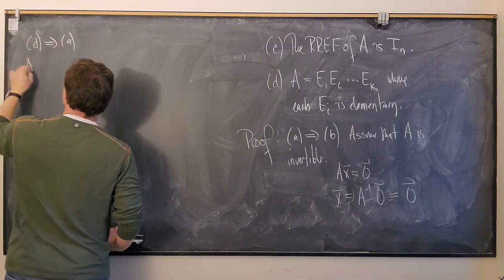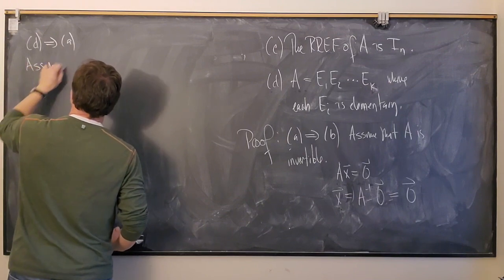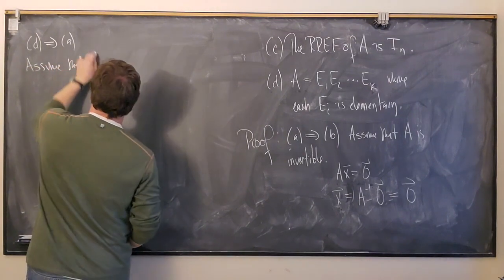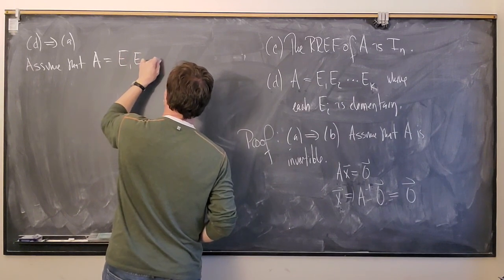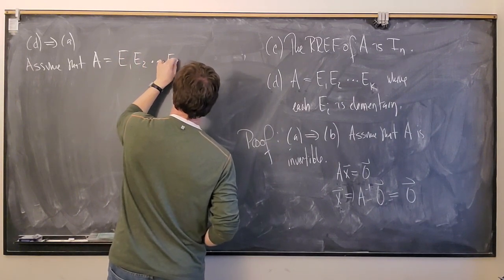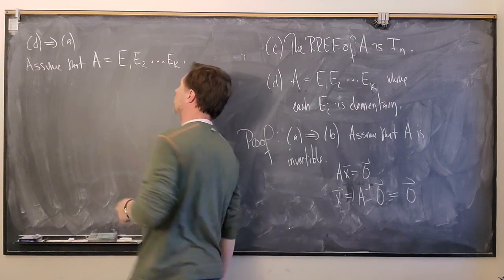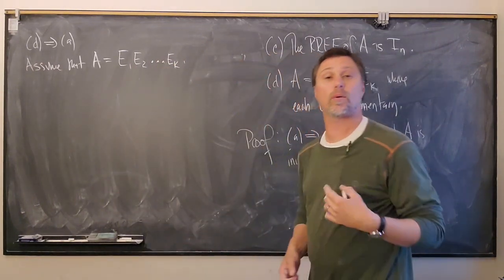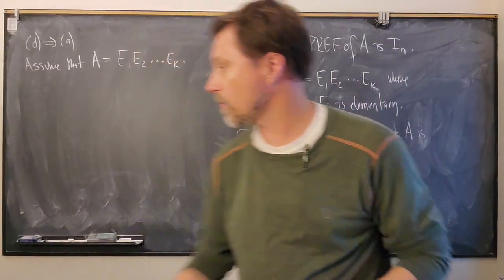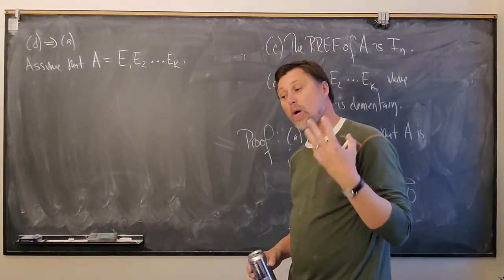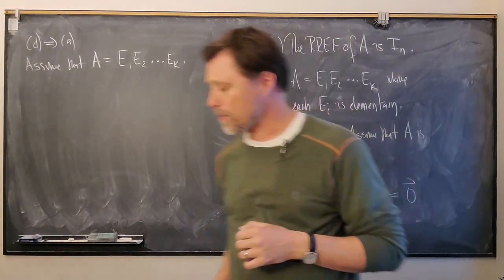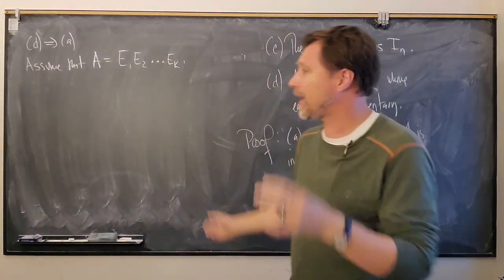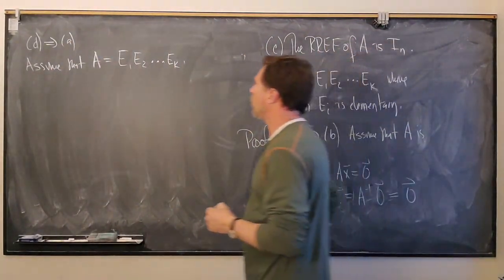So let's assume that A is equal to this product E1, E2, dot, dot, dot, E sub K. All right, so we're assuming that A can be expressed as a product of elementary matrices. What I want to do is show that capital A is an invertible matrix. To do that, I need to show that A has an inverse. Well, this is easy.